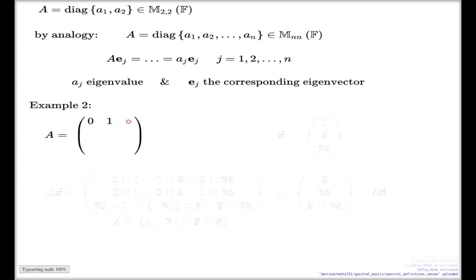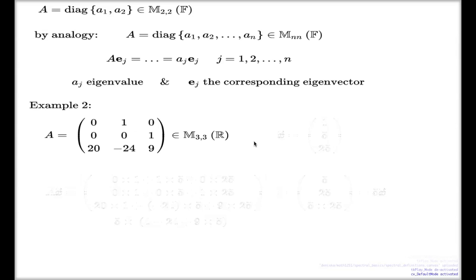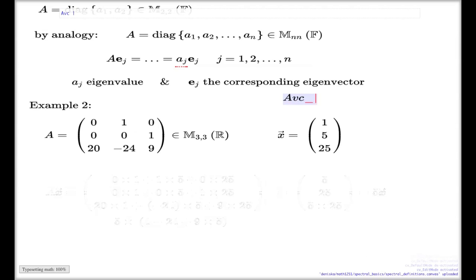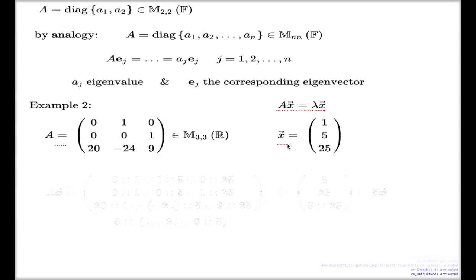Here are the entries of my matrix: 0, 1, 0, 0, 0, 1, 20, negative 24, 9. It's a 3 times 3 matrix with real entries. The example asks us to verify that the vector x, like this, 1, 5, 25, is an eigenvector of this matrix. So what we have to verify is that we can produce a number lambda such that this identity is true for this matrix A and this vector x. That's the key identity linking eigenvalue, eigenvector, and the matrix.